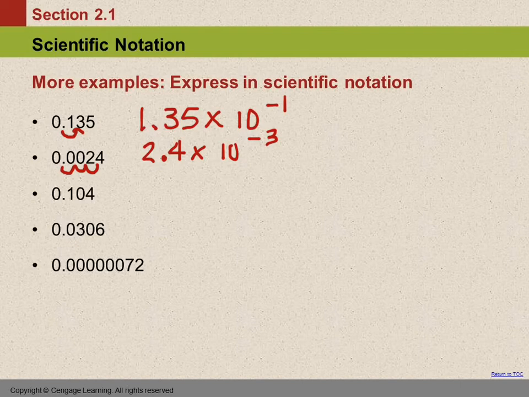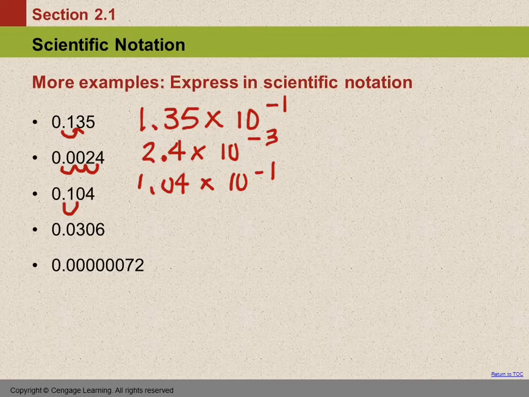How about 0.104? 1.04 times 10 to the negative 1. Love you guys volunteering answers. And different people, that's excellent. So we move it over one place, and it's a small number, so the exponent is negative. If the left, right, positive, negative thing works for you as described in the book, go ahead and do that. This is what works for me, and it seems to work for more students.